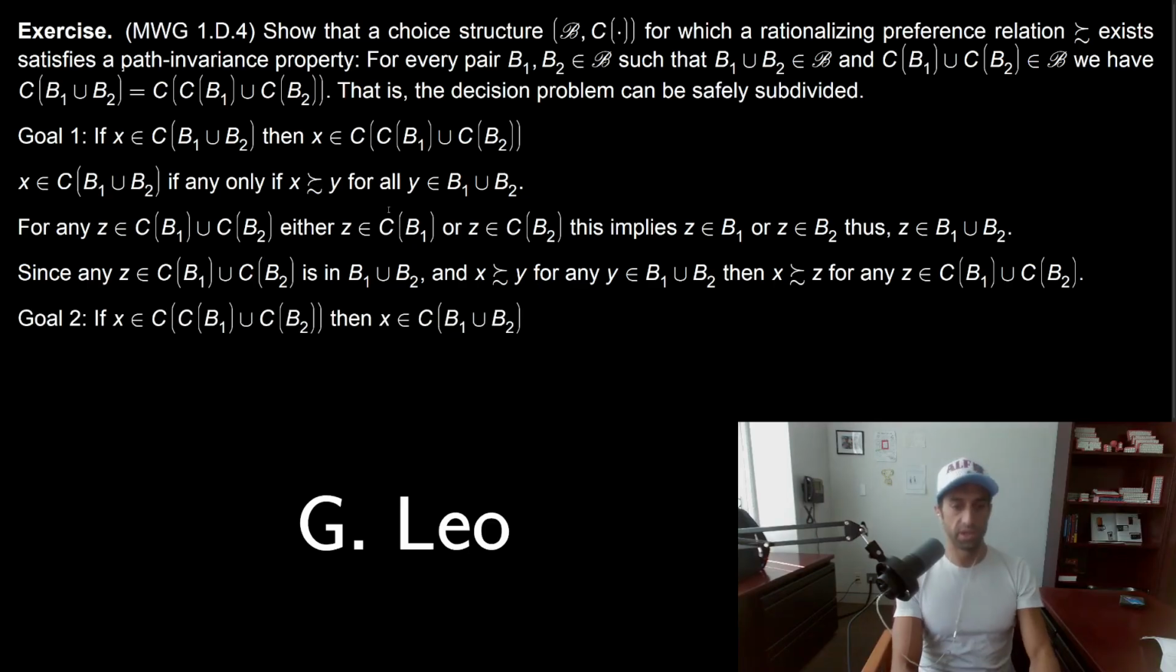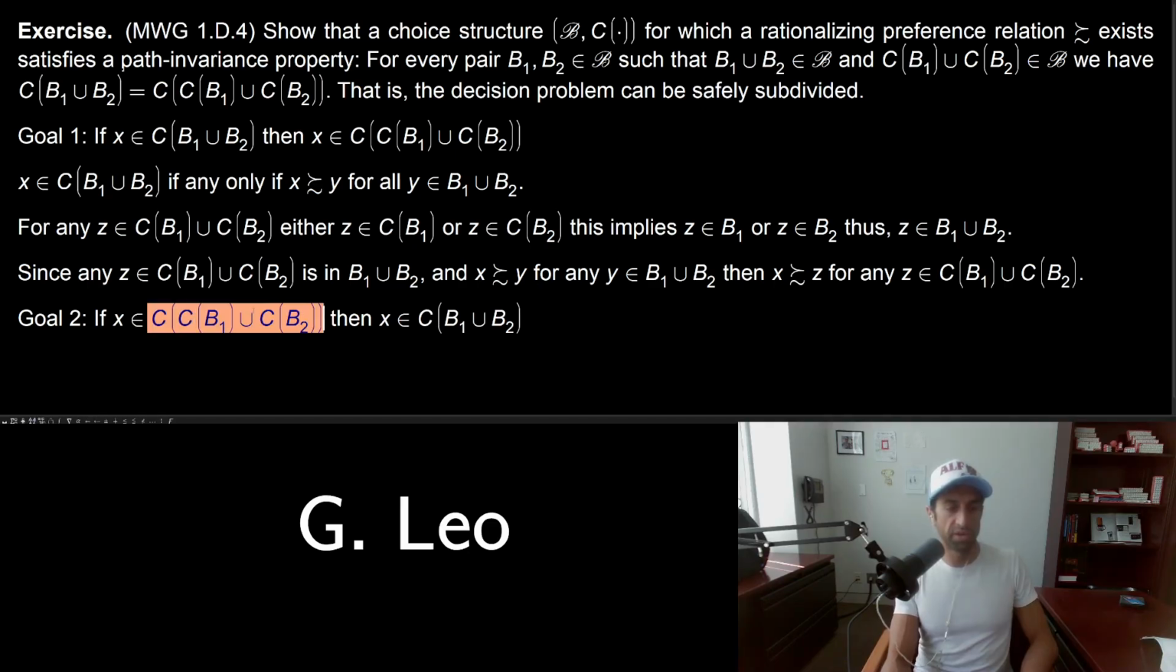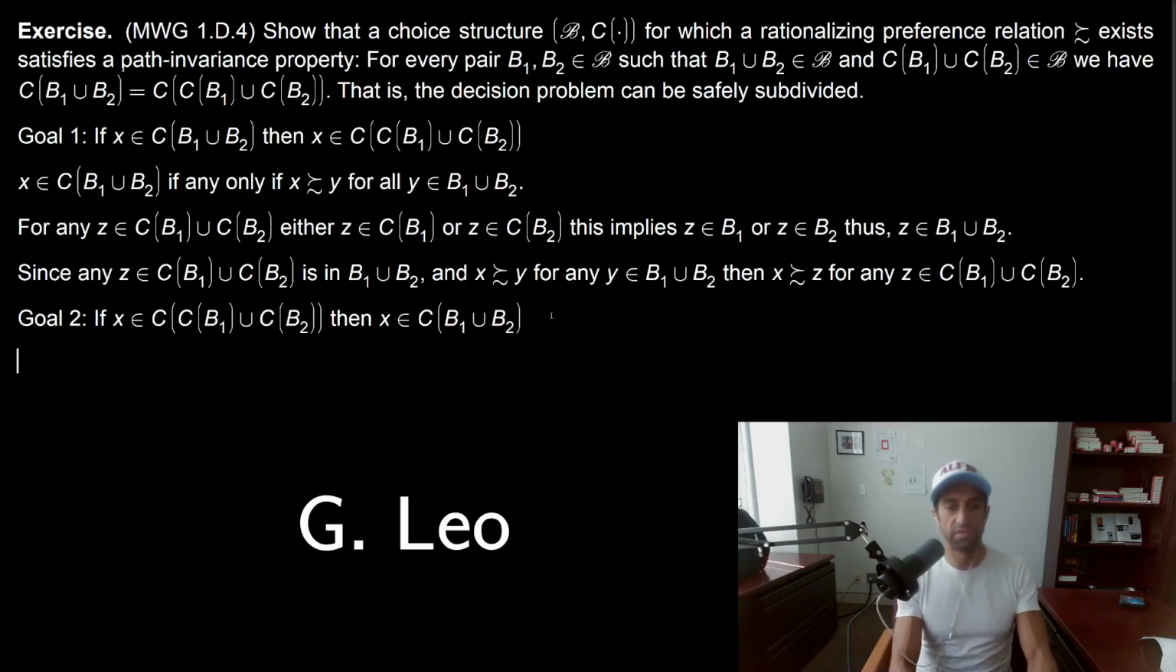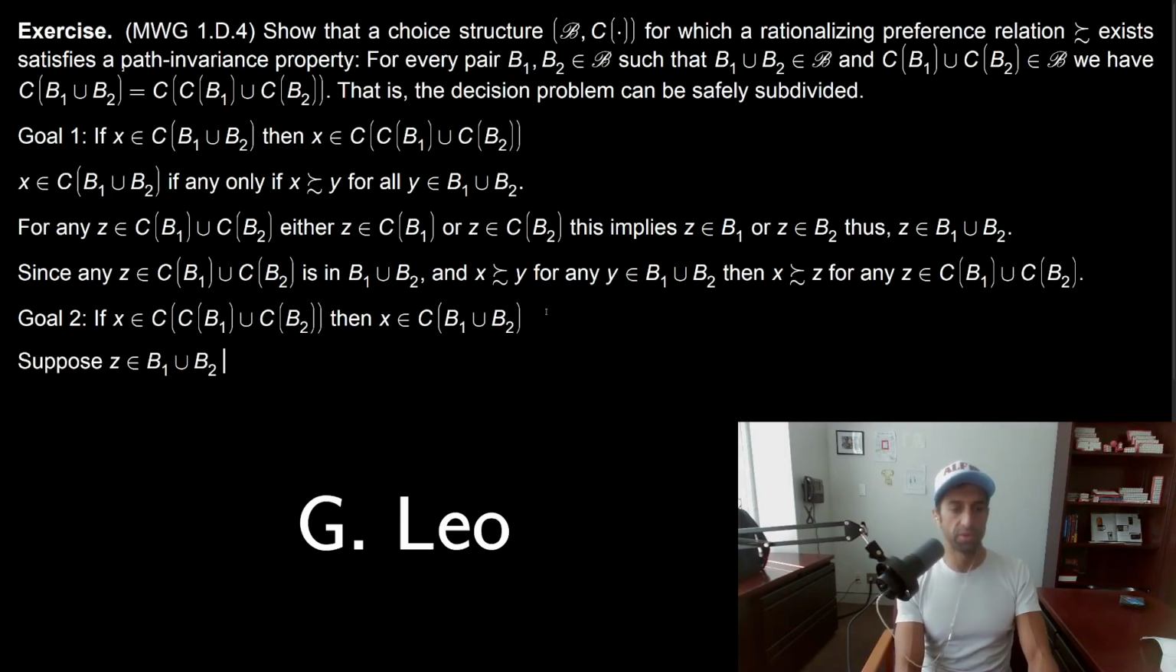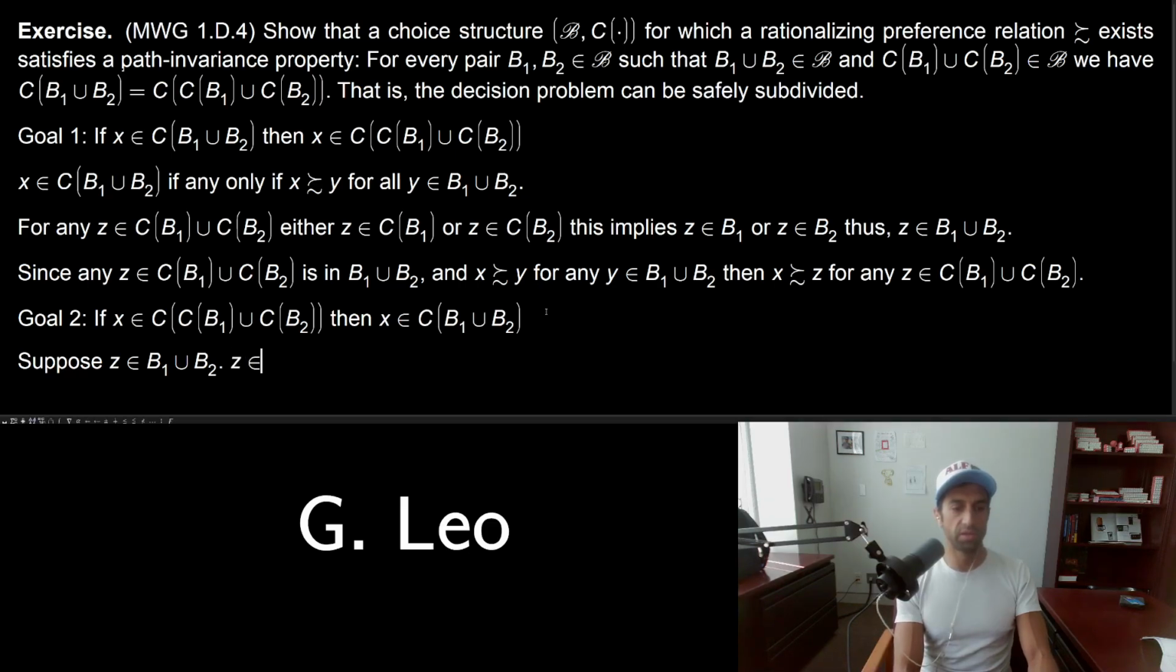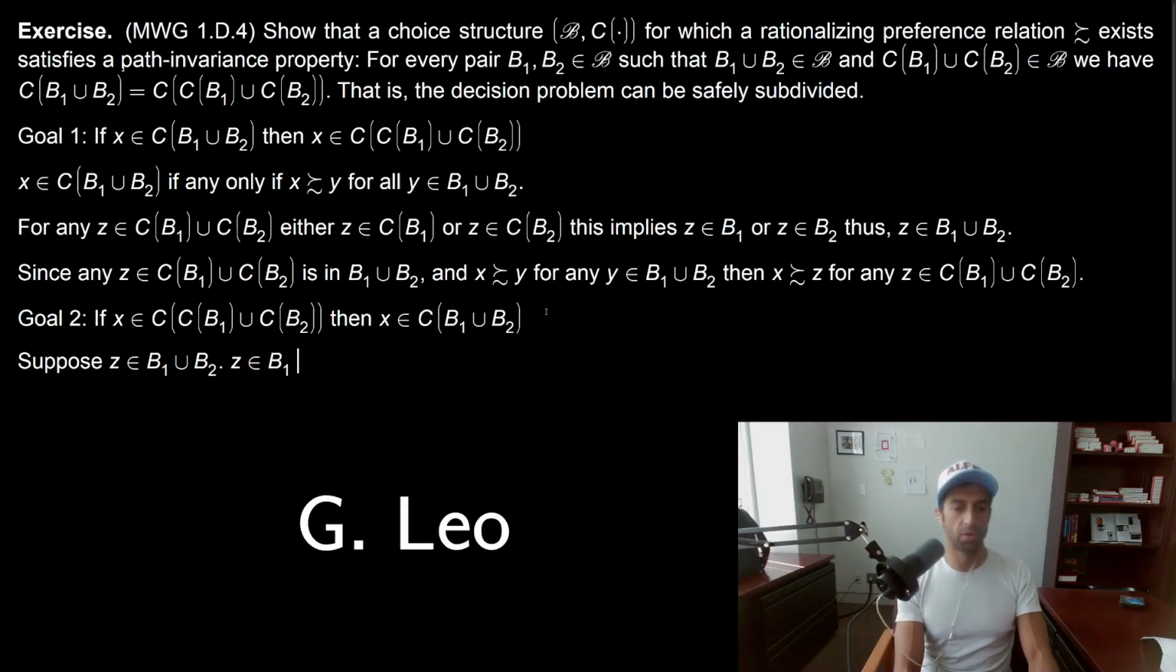Okay, now we move on to the next one. Again, there's a little bit of redundancy there, but I think the logic is right. Now we show the other direction, which is probably the harder one: if you're in the union of the choices, then you're in this. I think we probably need transitivity here. So suppose we have a z in B1 union B2, then z is in B1 or z is in B2.